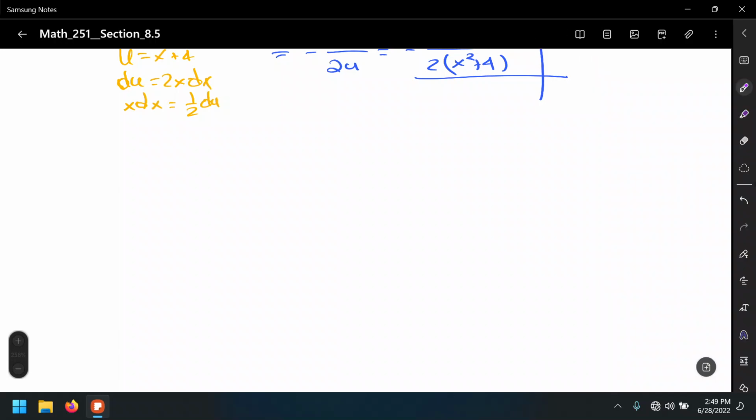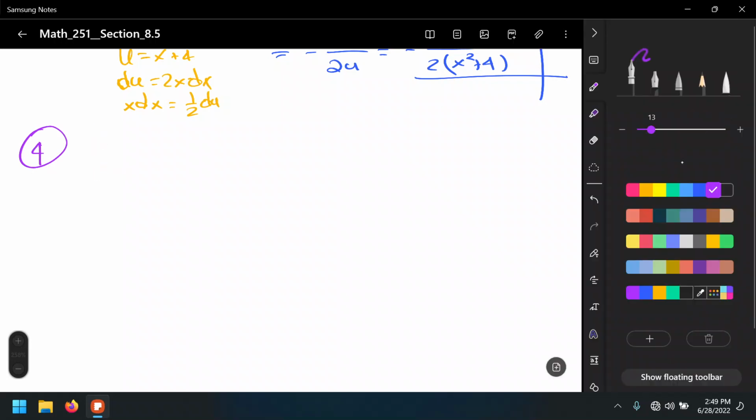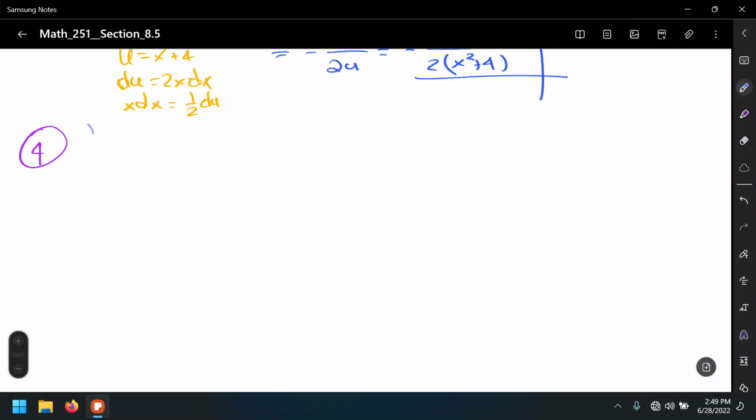Integral number 4. The integral of (x squared plus 4) quantity squared dx. Any ideas on this one? This one is a fun one, by the way.